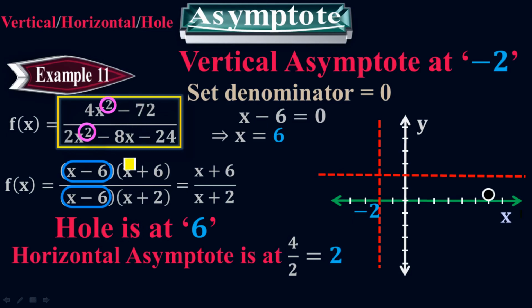So from this given equation, I got all three values. For the horizontal asymptote, I have 2. Exactly on y equals 2, I have this dotted red line, which has been drawn horizontally. This is my horizontal asymptote. At x equals negative 2, this is my vertical asymptote, and at x equals 6, there is a hole at this point.